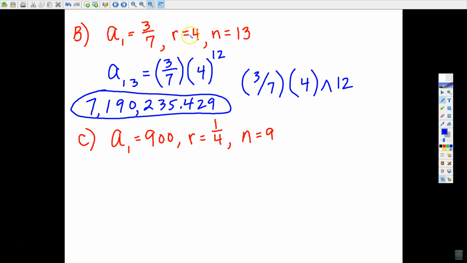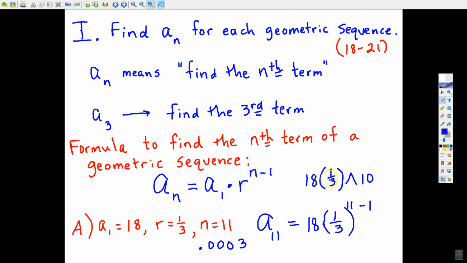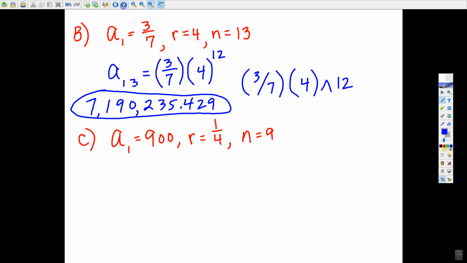You notice how R is a number, not a fraction. We should get bigger and bigger, obviously. When R was a fraction, then we should get smaller and smaller each time. Okay, try letter C real fast.